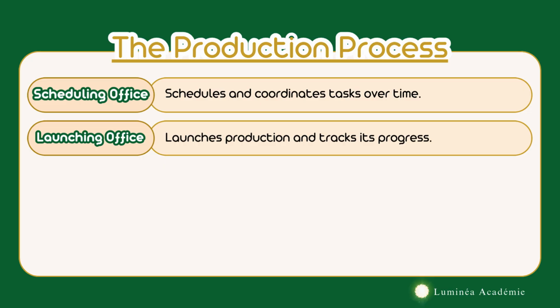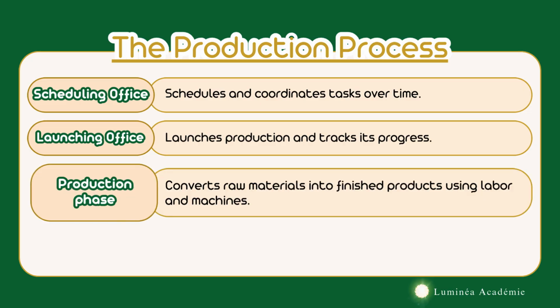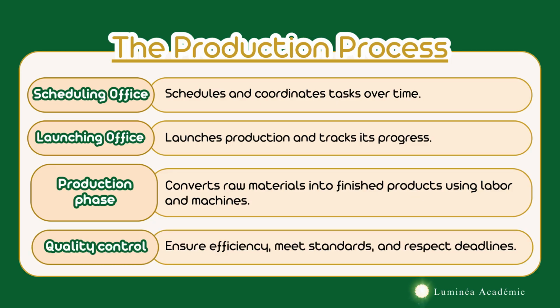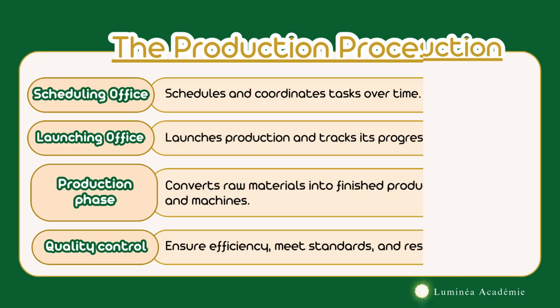The production phase is where raw materials are transformed into finished goods through a combination of human labor and machines. Production can be manual, semi-automated, or fully automated, depending on the company. Throughout this phase, continuous monitoring and quality control ensure efficiency, compliance with standards, and respect for deadlines.